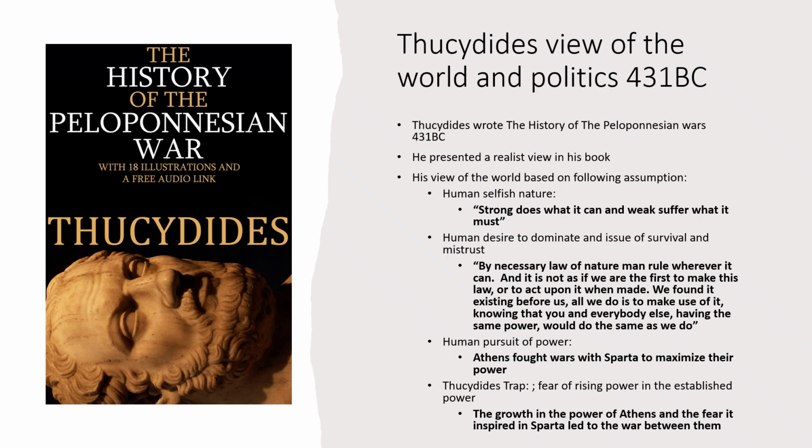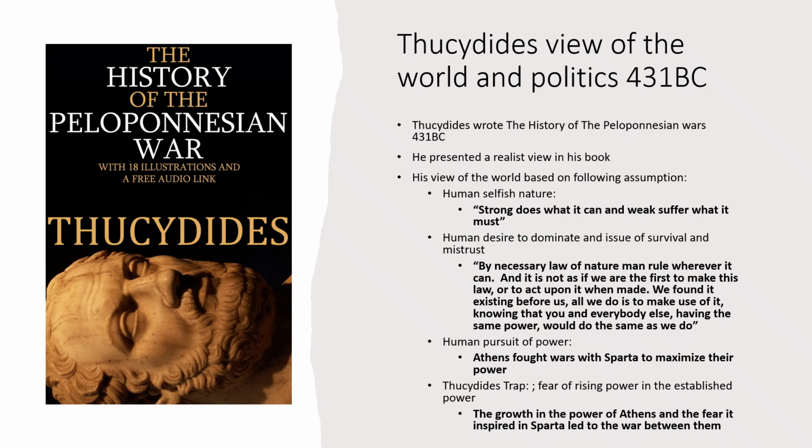Now, what Thucydides is trying to say here is that this is the law of nature, that man rules wherever he can, and this law was passed to us, and we are not doing something new. And he is saying that we know that if you, the weak, had this power, you would do the same as we do. So Thucydides is saying that humans have the desire to dominate and there is an issue of survival and mistrust.